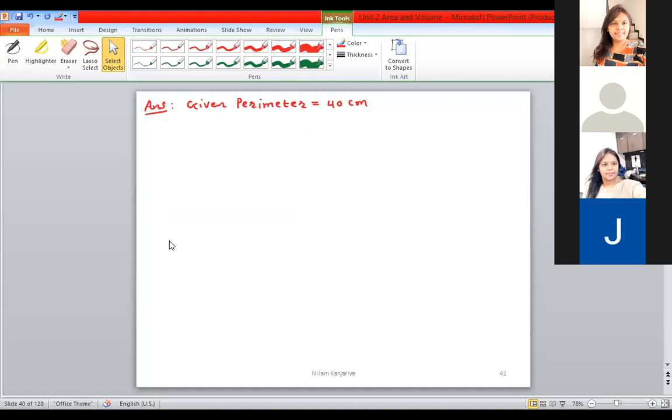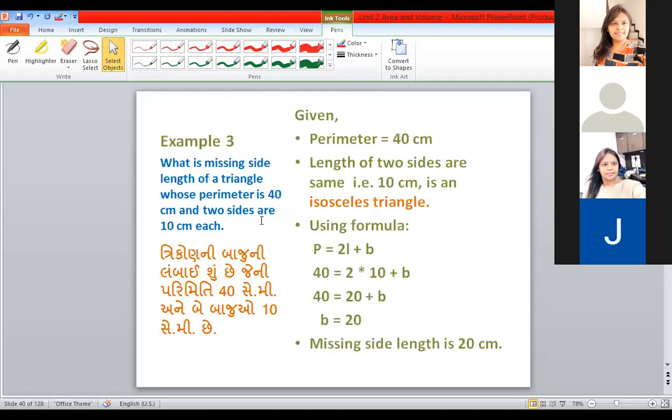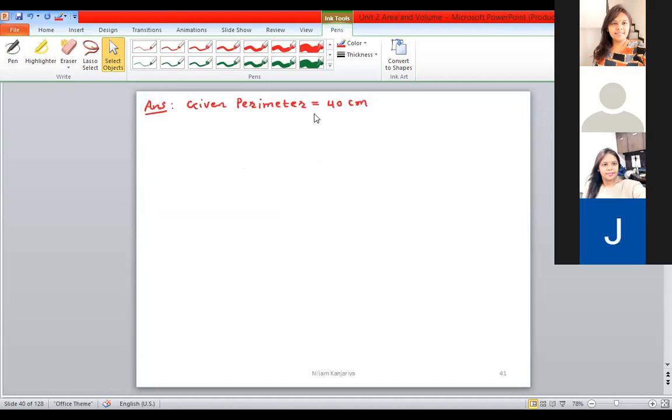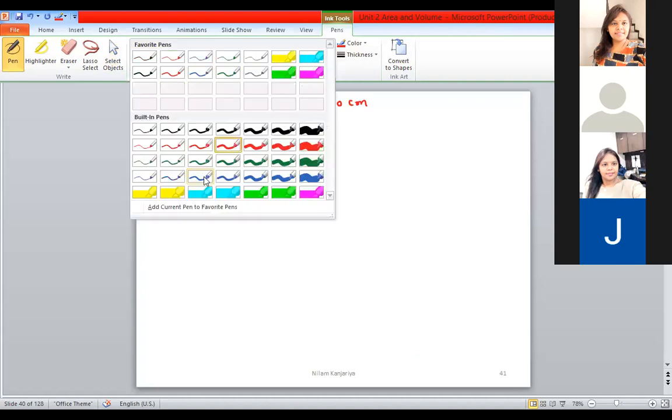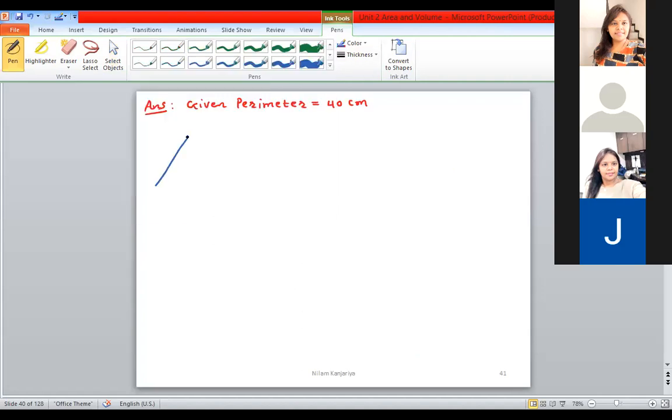And they told you two sides whose length is 10 centimeter. So first of all, I can draw the triangle. This is your triangle ABC. The length of the two sides is 10 centimeter. Suppose this is 10 centimeter and this is 10 centimeter.